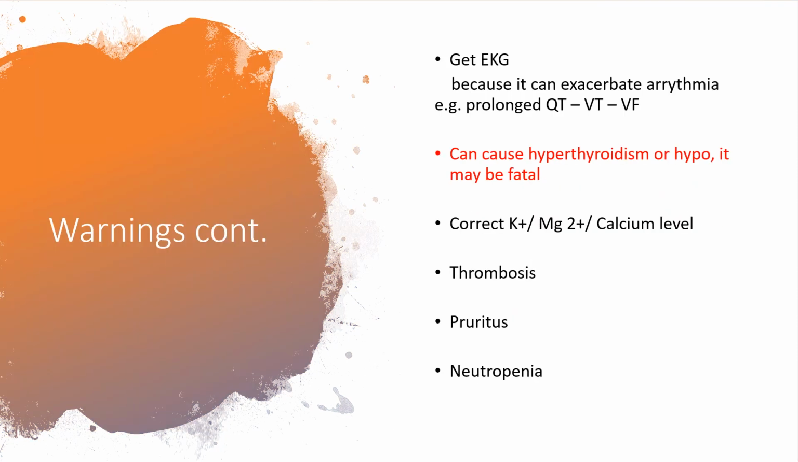Still on warnings, we have to get the EKG ready because amiodarone can exacerbate the arrhythmia, prolonging the QT, tilting into torsades de pointes, and from there to ventricular tachycardia, and from there to ventricular fibrillation and asystole, then the patient is dead. Also, amiodarone can cause hypothyroidism or hyperthyroidism, and it may be fatal. We have to correct the potassium level, okay?